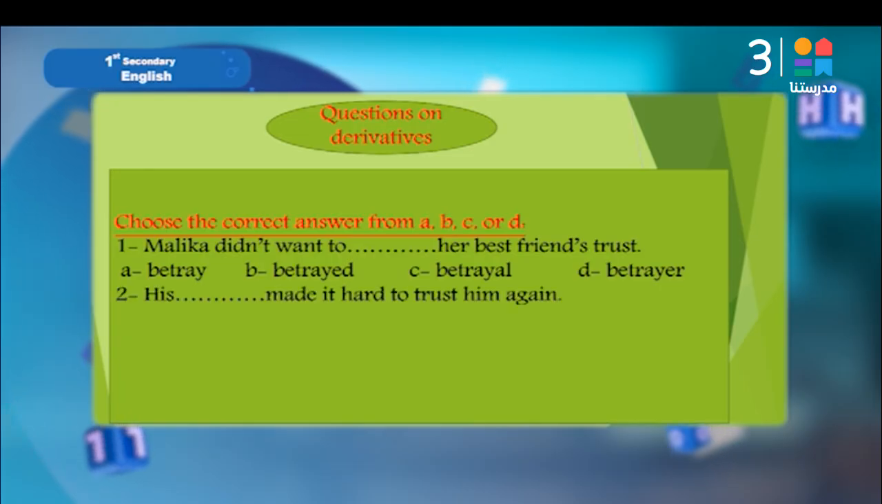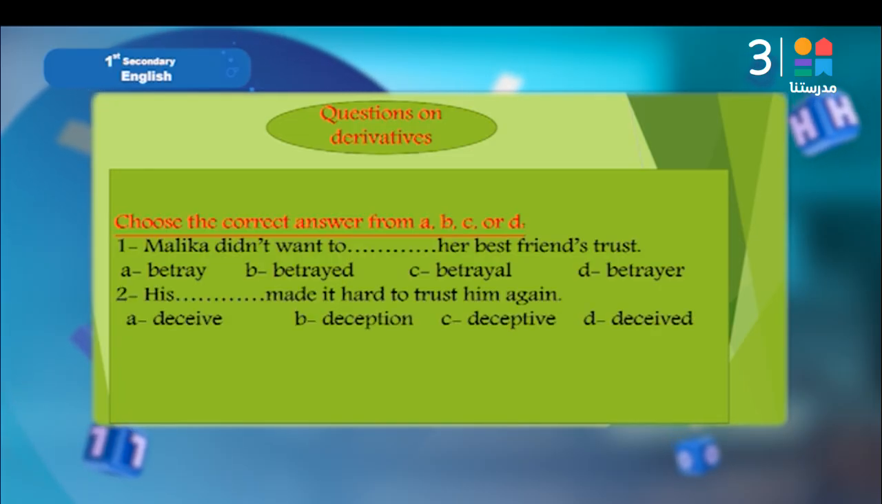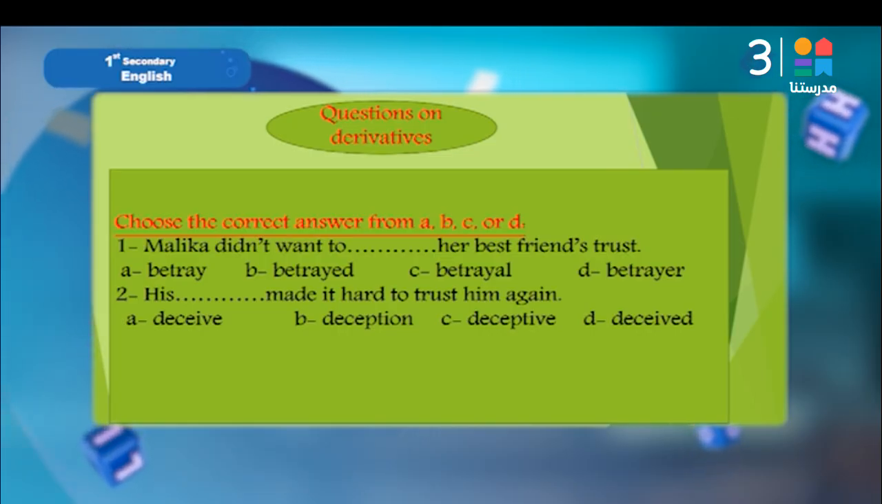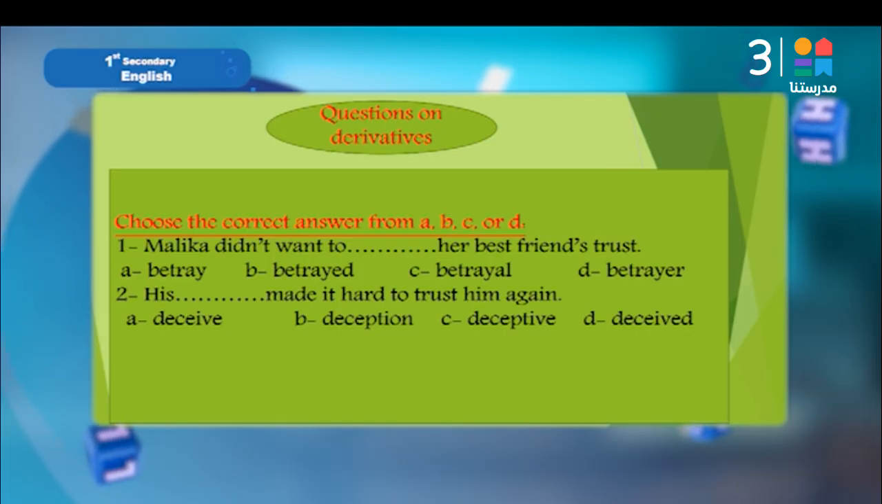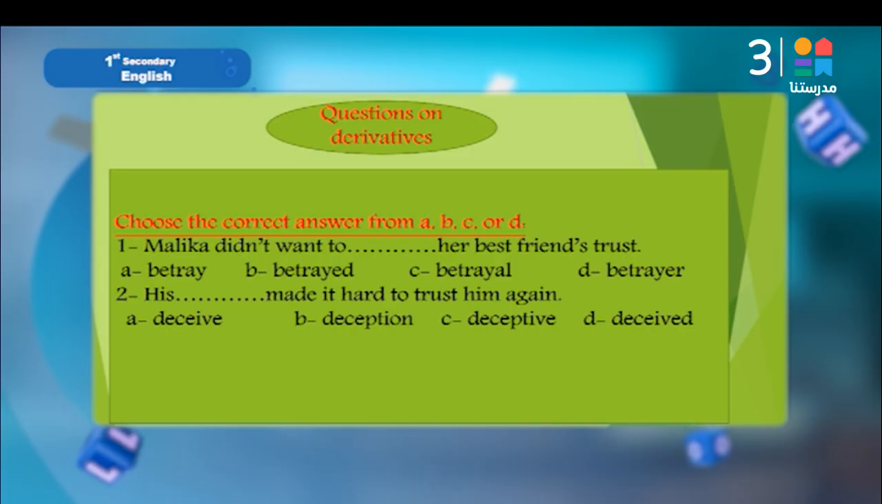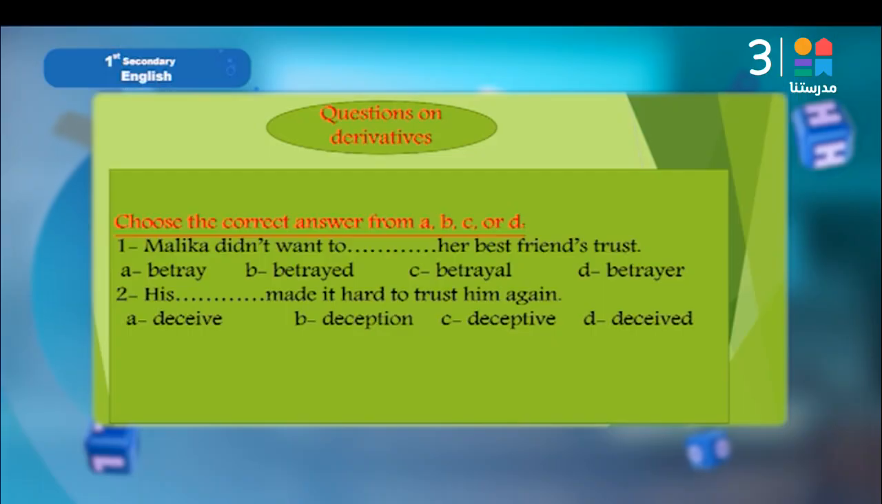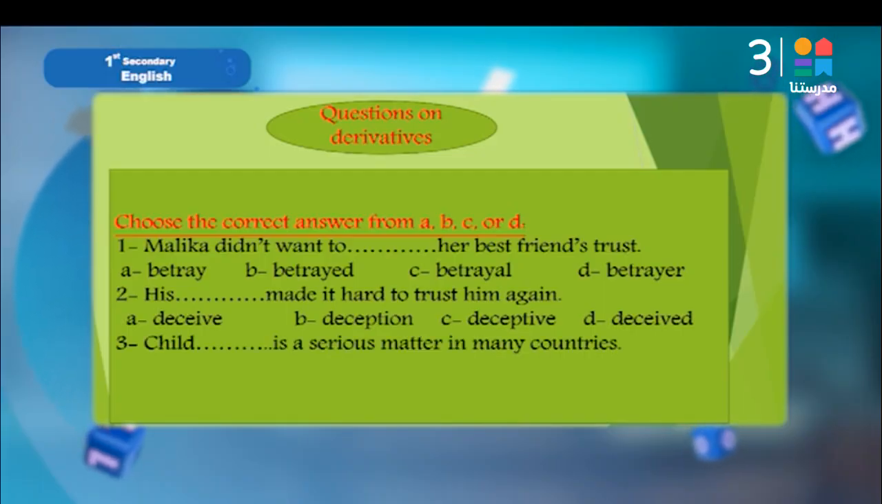Let's see another question. His deception made it hard to trust him again. What do I need in this sentence? Do I need a verb, a noun, an adjective, or what? So I may say deceived, deception, deceptive. What do you think? Excellent, very good. Deception. Well done, because I need the noun.